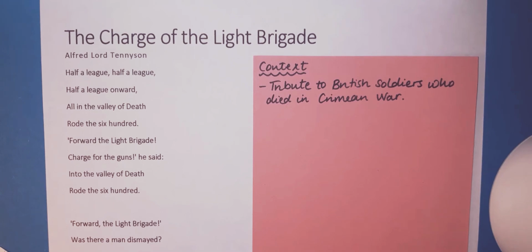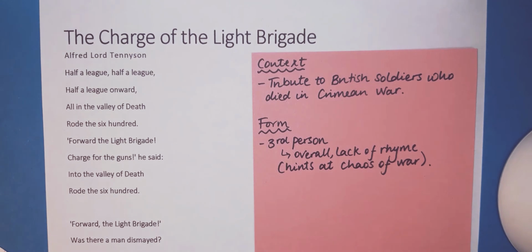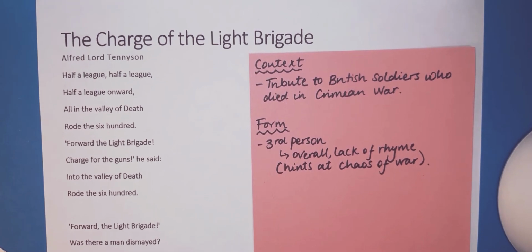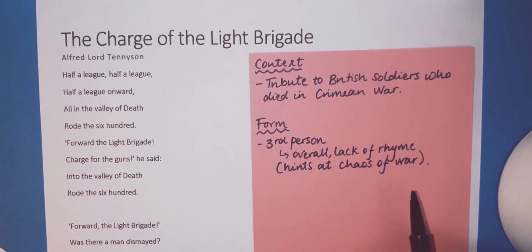And the next thing that we need to look at is the form of this poem. As you can see, I've written the form right here, and it says it's written in the third person. And overall, this poem has a lack of rhyme, which could hint at the chaos of war. So that is the form of this poem.